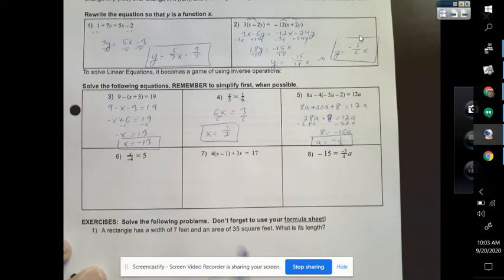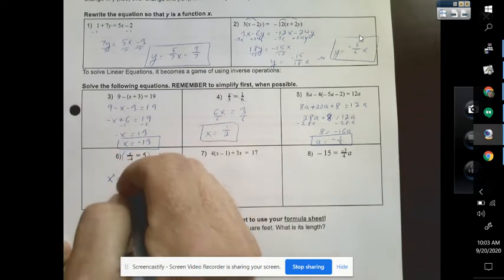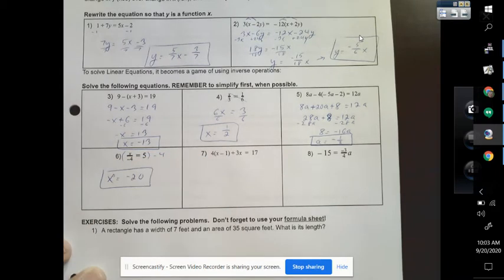The opposite of dividing is to multiply. So I'm multiplying both sides by negative 4 here. X equals negative 20. That one's easy as can be. All right, no big deal there.